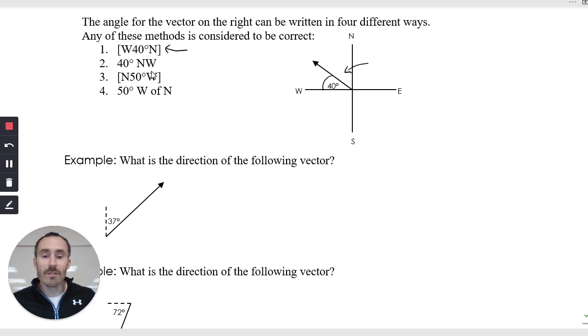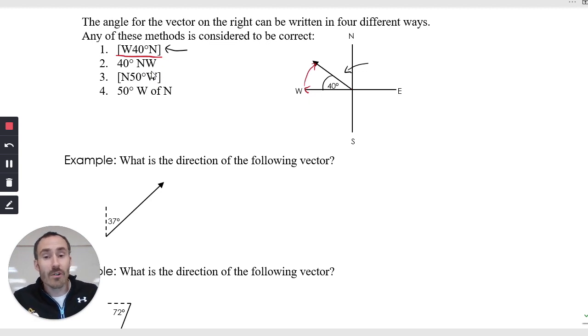Let me grab a different color really quick. So we started measuring it toward the west. That was our 0 line for the angle. And then in order to measure it, we rotated our measurement upward toward the north. So we started our measurement from the west and we rotated it upward toward the north. And so that's what this guy means over here. When you write down west 40 degrees north, you're saying I started measuring my angle at the west and I rotated it upward 40 degrees toward the north.